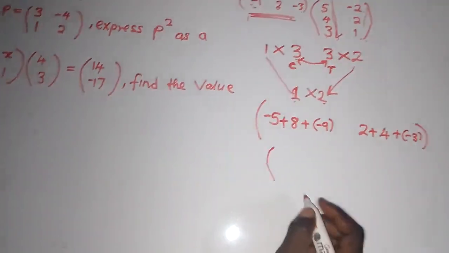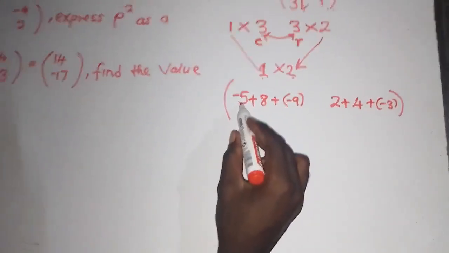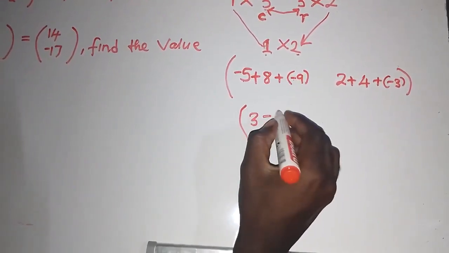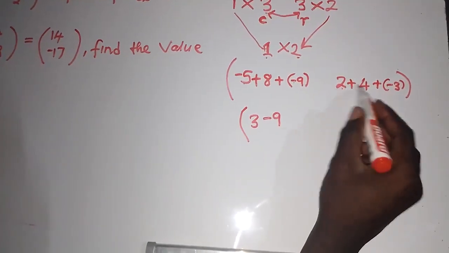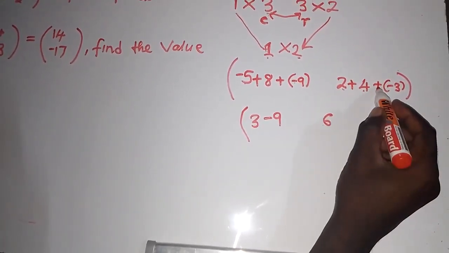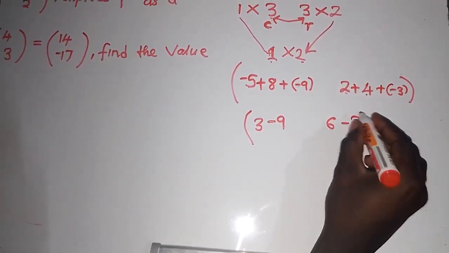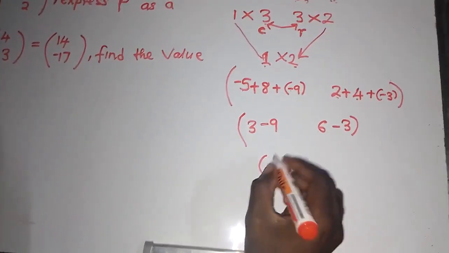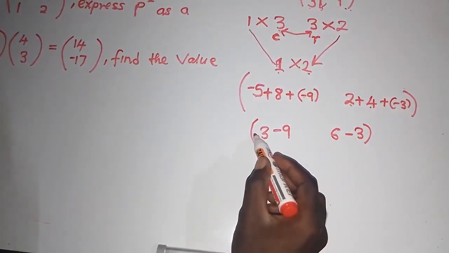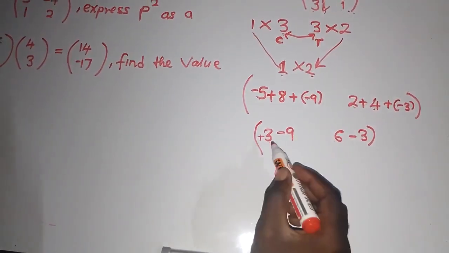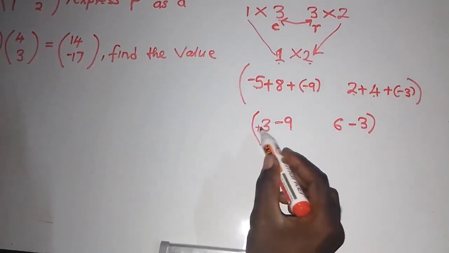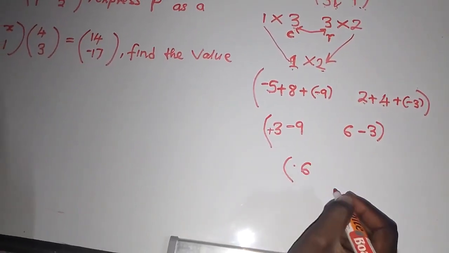Then I continue. I say -5 plus 8, the answer is 3. Then here you multiply, it's -9. Then 2 plus 4 is 6. Positive times negative, it's negative 3. So your answer is what? 3 minus 9. This one is having a positive sign and that one a negative, so we've got two different signs. So you need to subtract. You say 9 minus 3, it's 6.